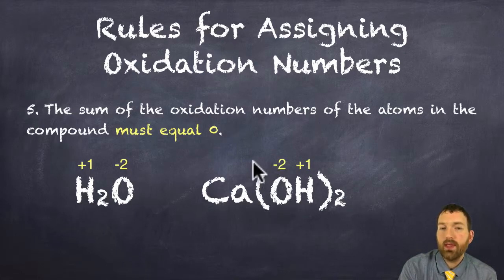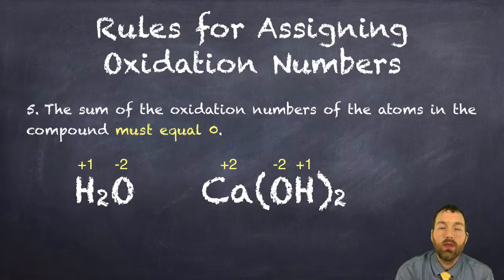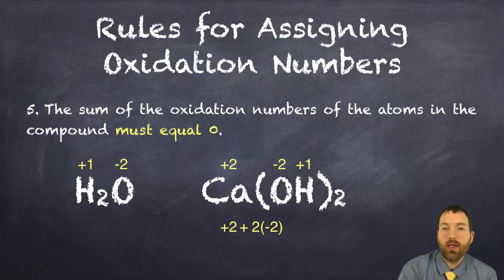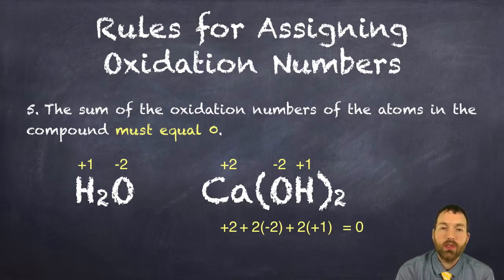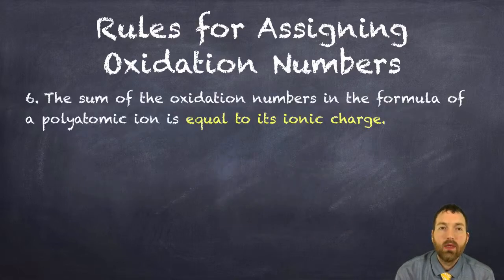So that means I have 2 -1s on the right-hand side of this molecule. So the left-hand side of this molecule has to balance it out to equal 0, like rule number 5 says. So that means calcium must be +2. So we can do a little math here to prove that it's 0. So if we have +2 plus 2 -2s, because in each hydroxide I have a -2 and I have 2 of them, so 2 times -2 plus 2 times +1 all add up to equal 0. Or you can just do the math in your head like I did.